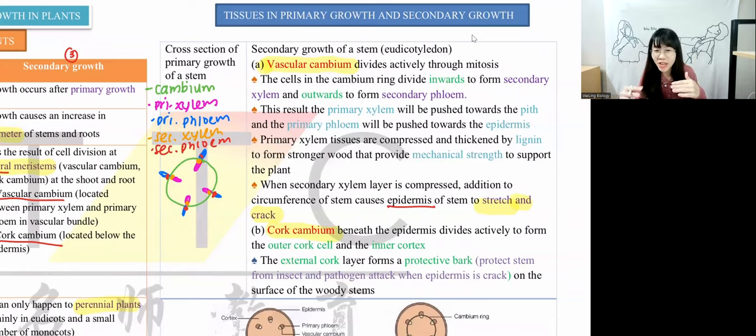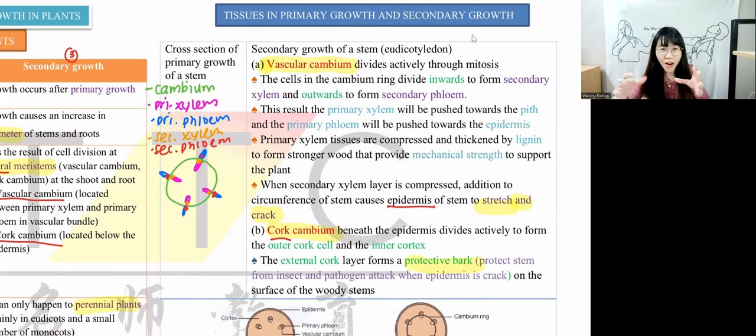So when they crack, they have to make sure they don't get invasion of pathogens, right? Imagine a human, when we have a cut, we need to carry out the blood clotting mechanism. If we don't, bacteria go in and we will have infection as well, right? Same goes for the plant. So to protect the plant, they have this thing called cork cambium, C-O-R-K. Vascular means xylem and phloem, right? Cork refers to the protective layer. Its function is to act as the protective layer to protect the plants from insects and pathogen attack.